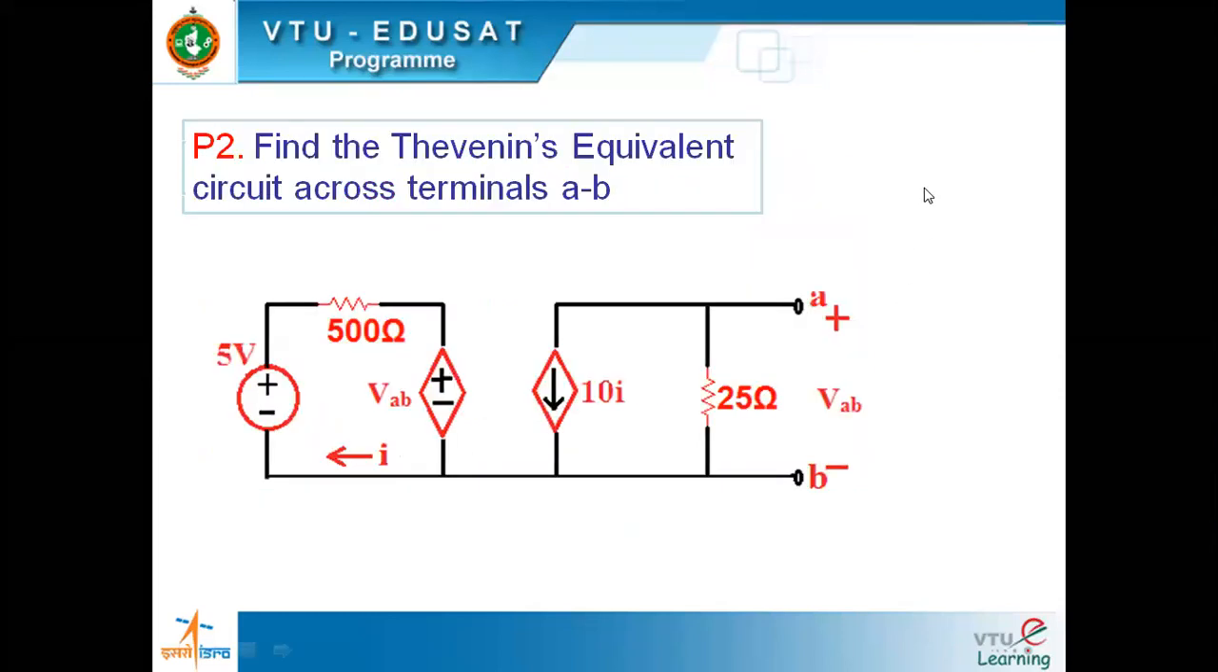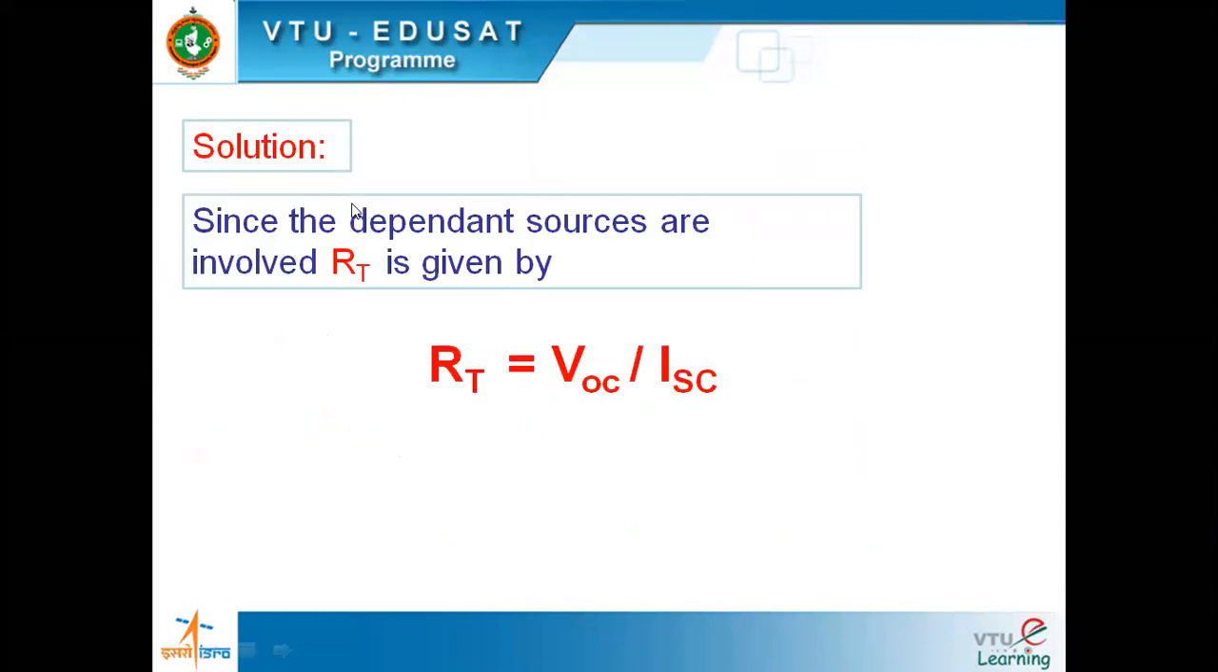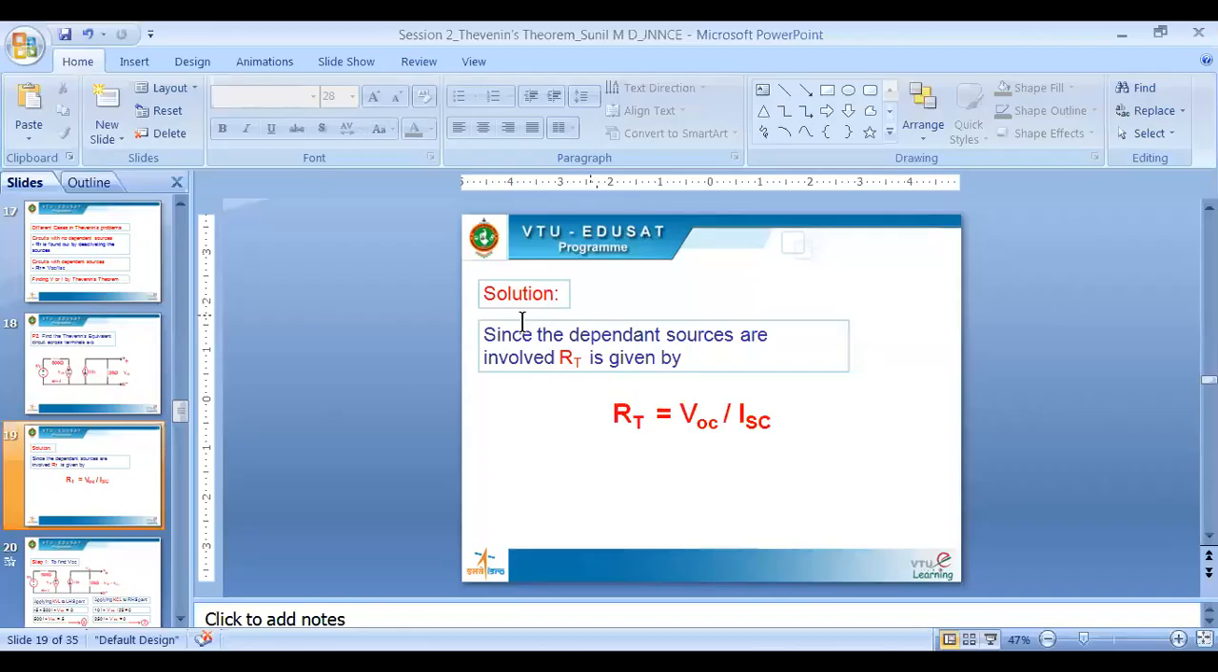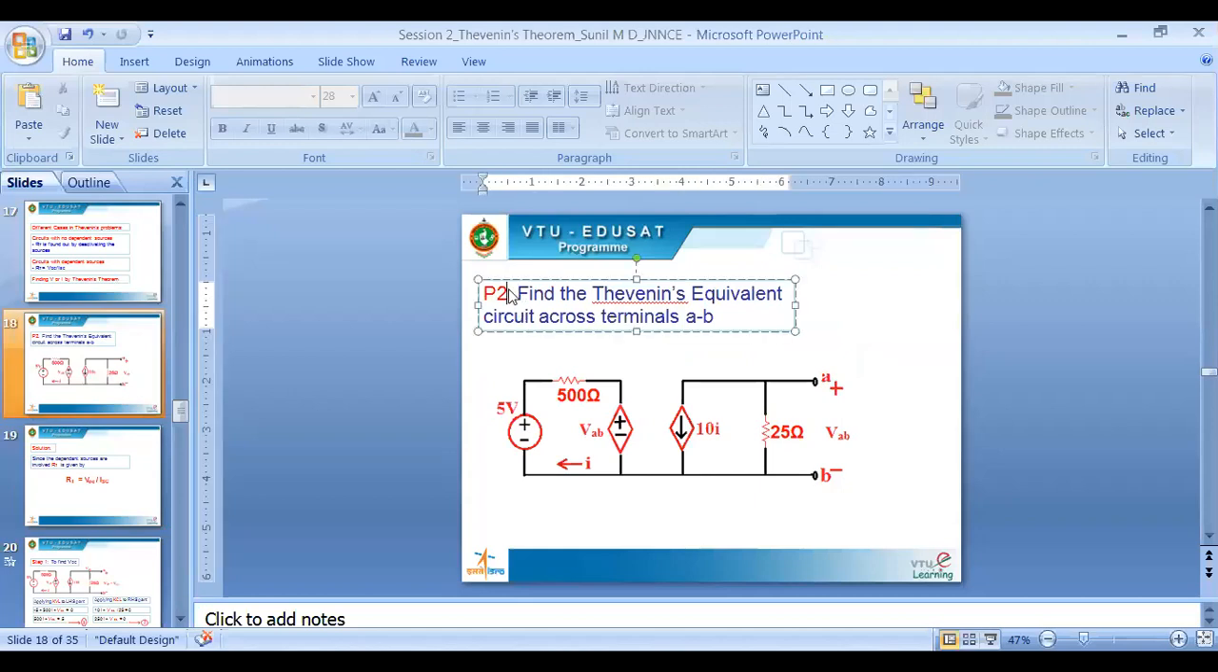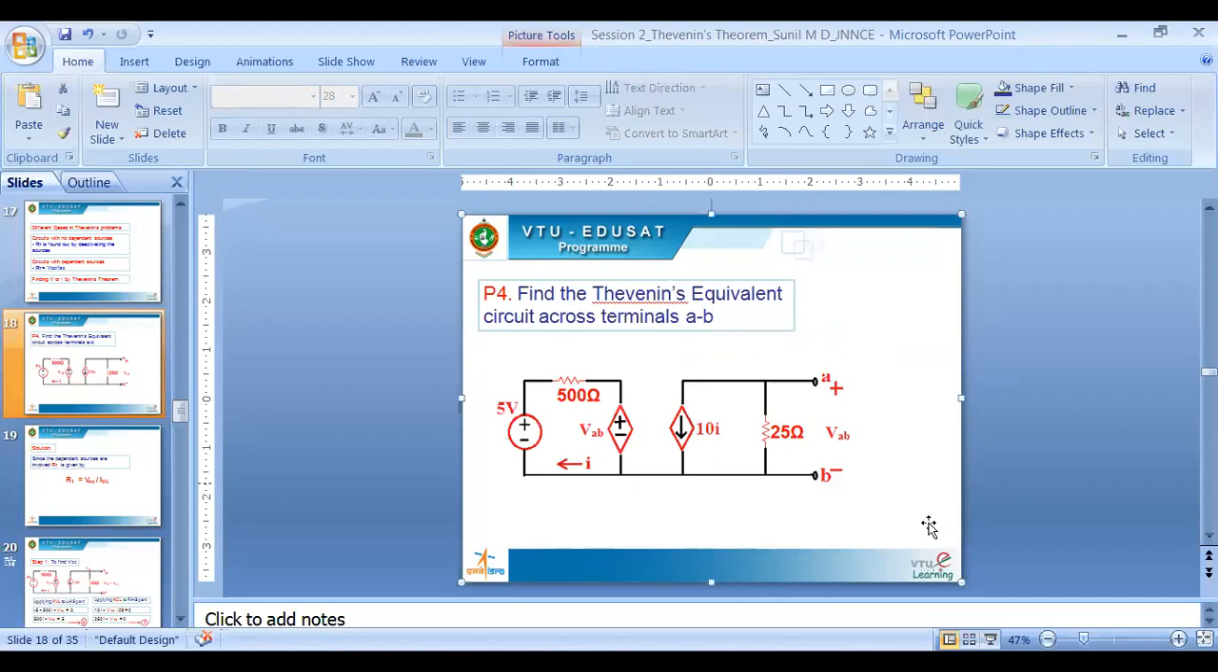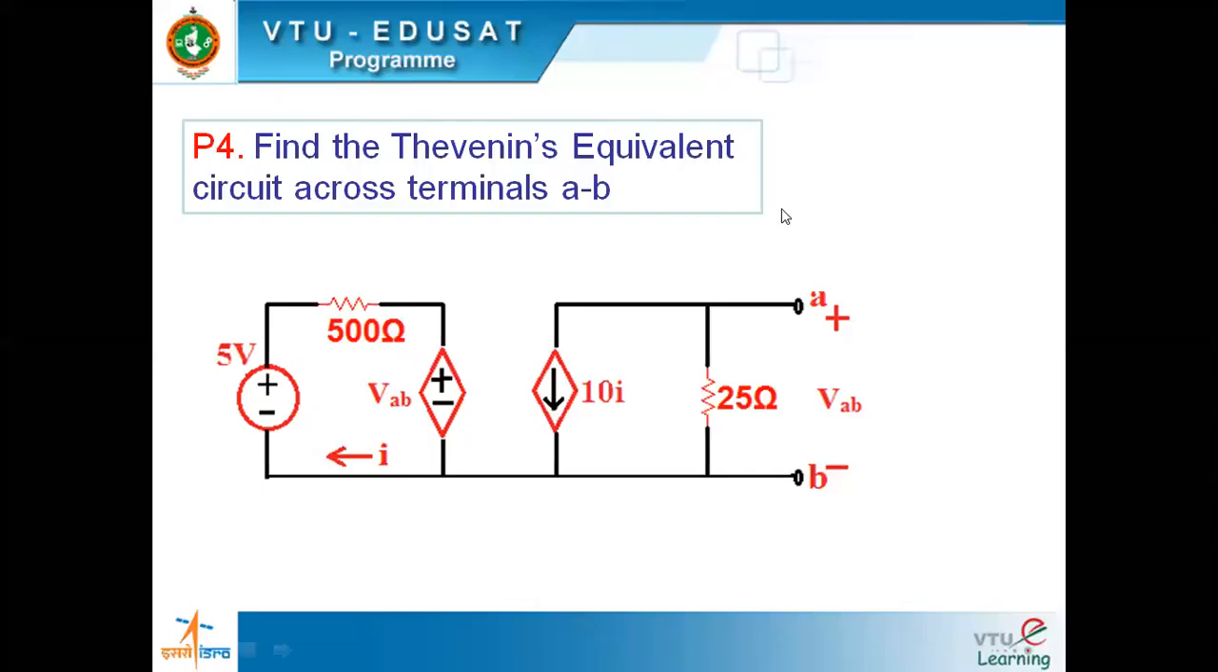Let's take this problem. This is problem number 4 for you. Three problems you have solved of three different cases. This is problem number 4. So what is it telling? It is asking us to find the Thevenin's equivalent circuit across terminals AB. Terminals AB are here.